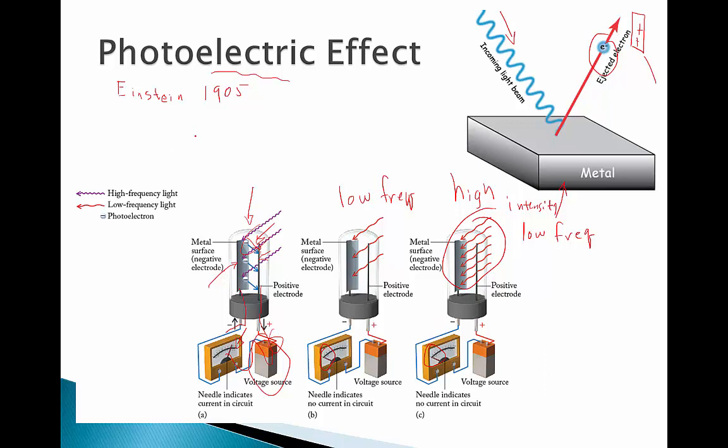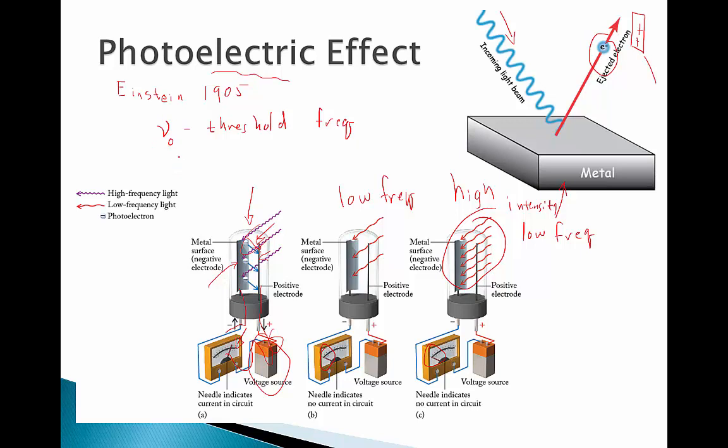So what Einstein said is that there must be some threshold frequency. We'll label that nu sub 0. That's our threshold frequency. And this is borne out in an experiment. If you have at least that frequency, then you can start generating current. If you have a higher frequency than that, you'll still generate the current, but any lower than that, no current.